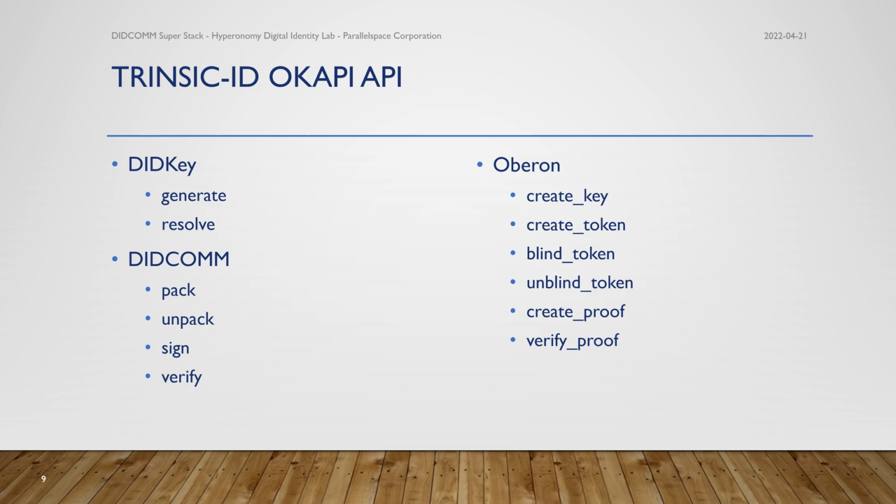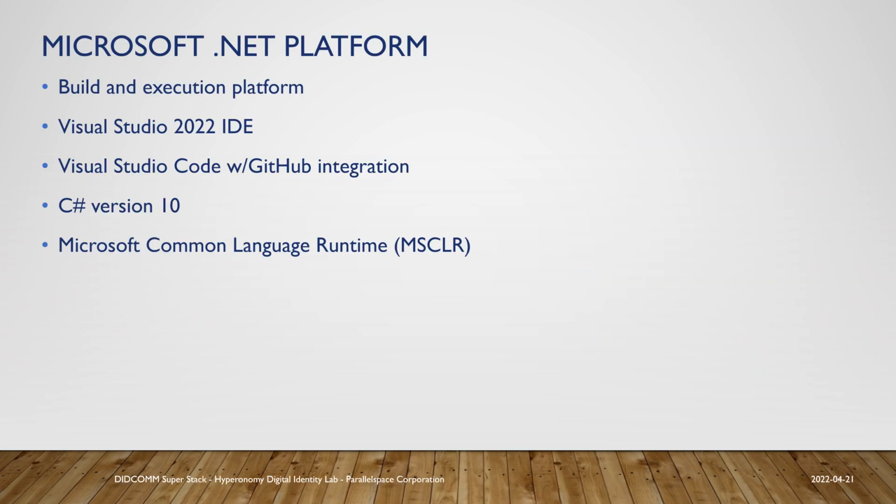So we create the keys, we can create an object called a token to support the signing of our structured credentials, and then we can use verify to verify the proof. Lastly, we're using Microsoft .NET as the build and execution platform. The Microsoft Trinity Graph Engine is tightly integrated with the Visual Studio environment to support the automatic code generation, the automatic compilation, the automatic type checking.